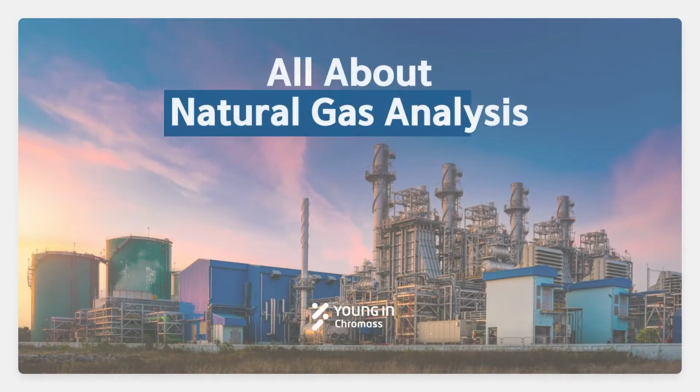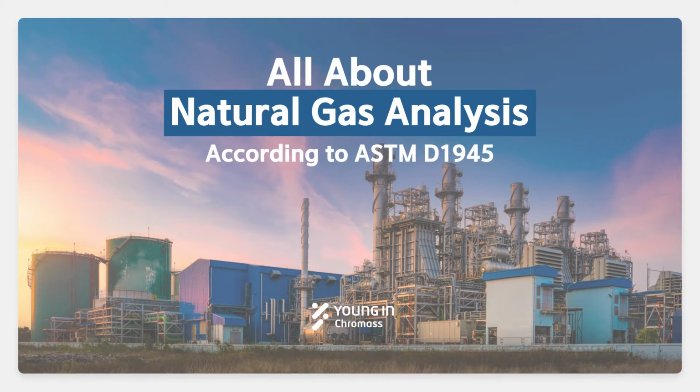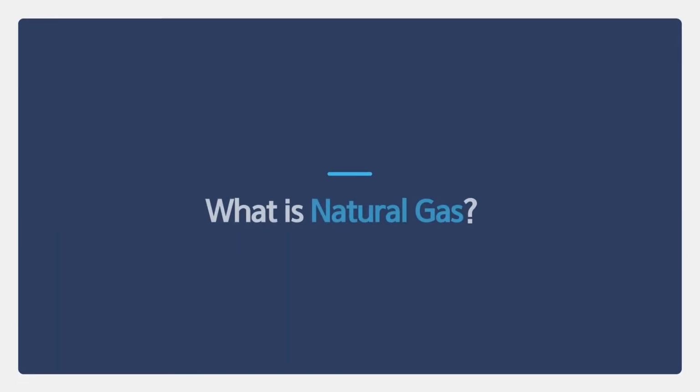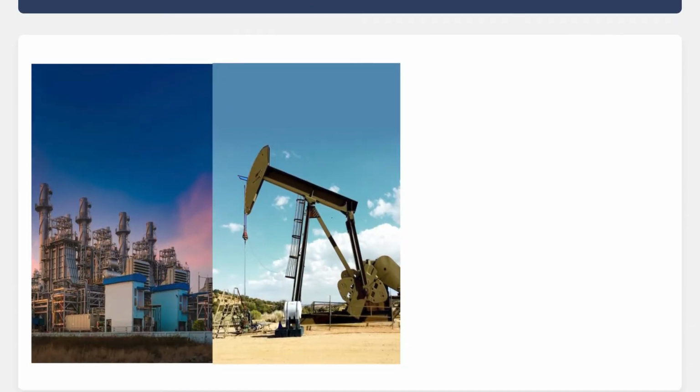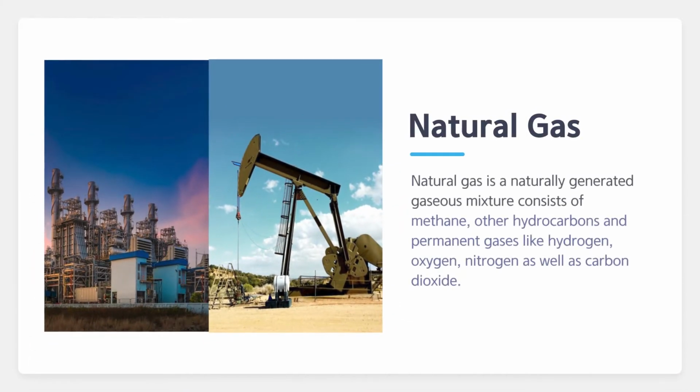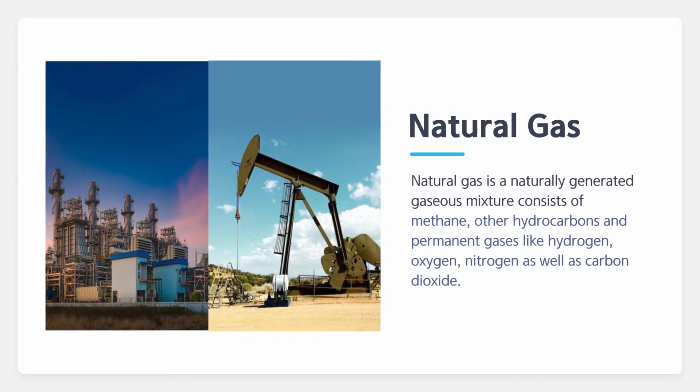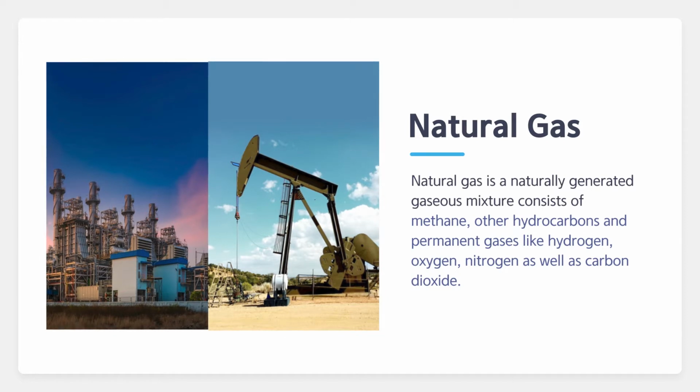All about natural gas analysis according to ASTM D1945. What is natural gas? Natural gas is a naturally generated gaseous mixture, consisting of methane, other hydrocarbons, and permanent gases like hydrogen, oxygen, nitrogen, as well as carbon dioxide.